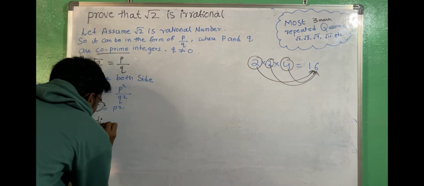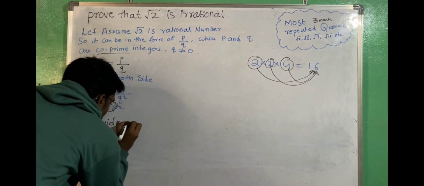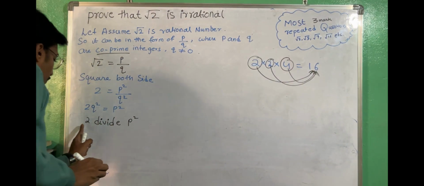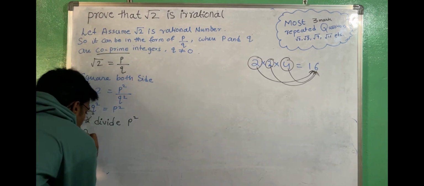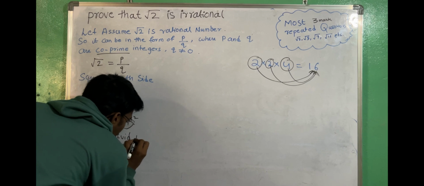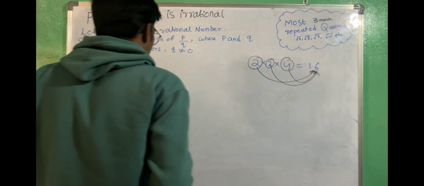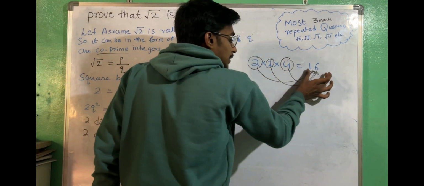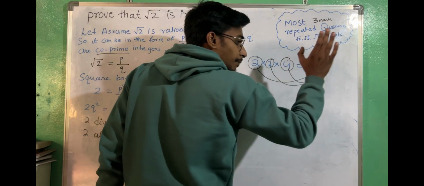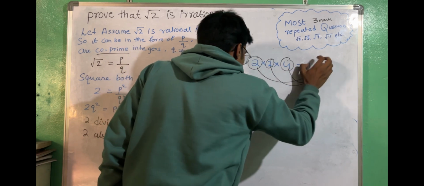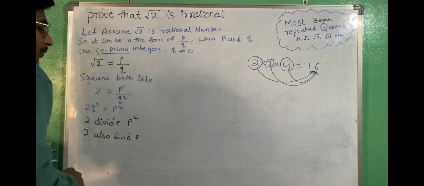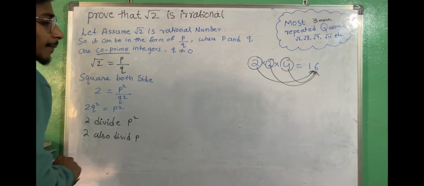2 divides p square. If 2 divides p square, that means 2 also divides p. If this 2 can divide this 16, that means this 2 is a factor of 16. If this 4 can divide 16 completely, that means this 4 is a factor of this 16. If 2 can divide p square, that means 2 is a factor of p.